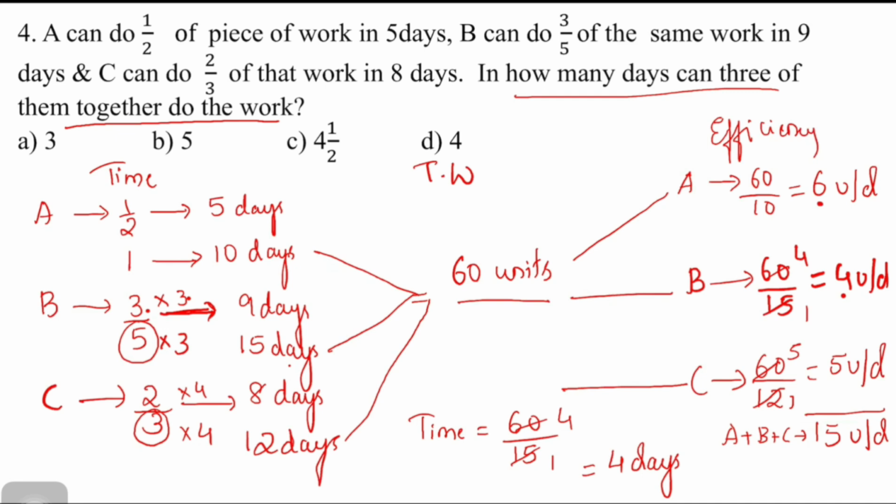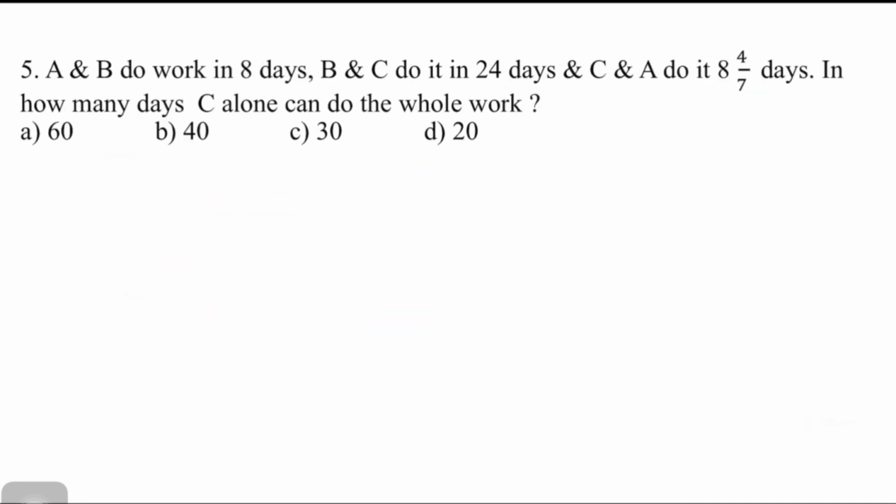So next problem. A and B do a work in 8 days. B and C do it in 24 days. And C and A do it in 8 4/7 days. In how many days can C alone do the whole work?